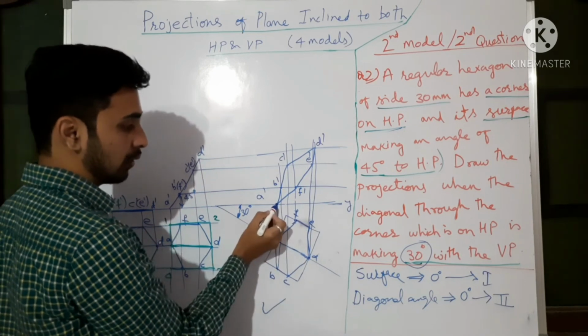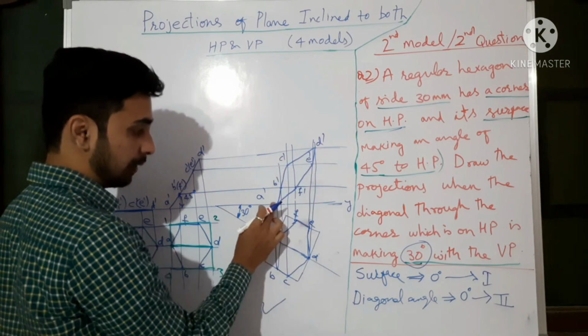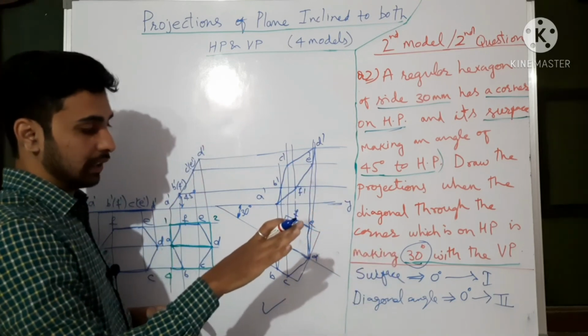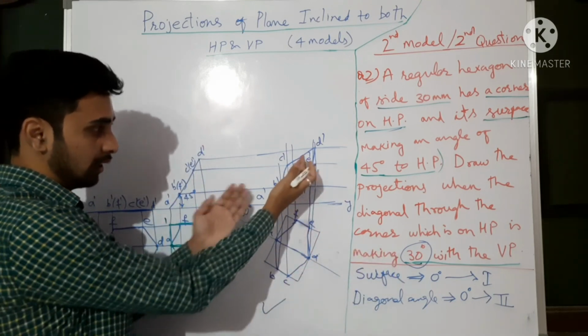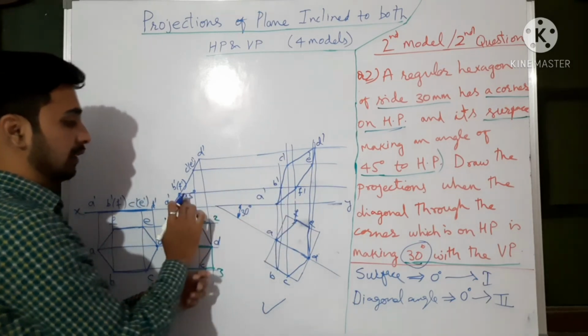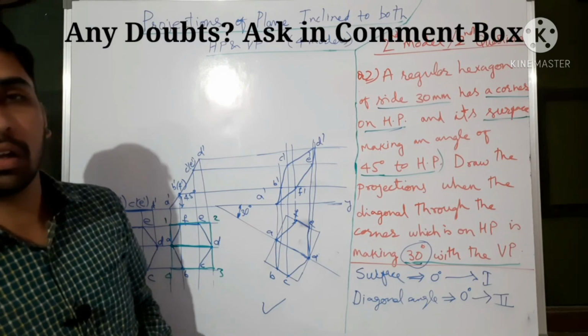So this is resting by corner. This diagonal from the resting corner A to D is 30 degrees with respect to VP. This side we have taken. So the diagram is this way, and the surface with respect to HP is making 45 degrees. So this is all in this question.